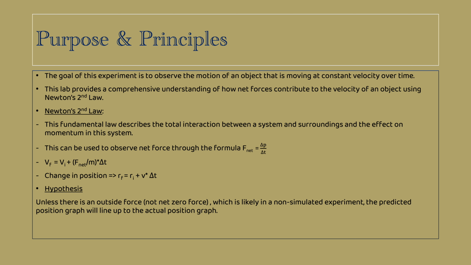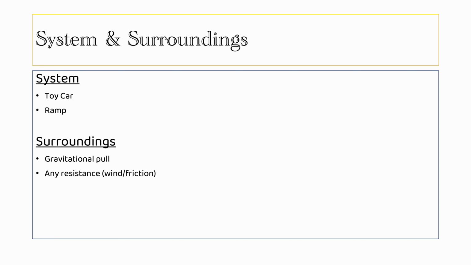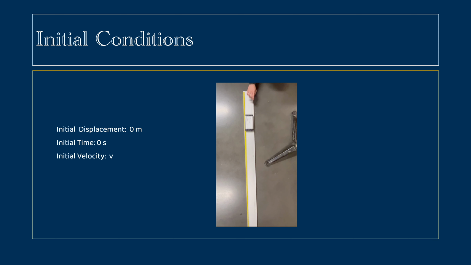So the hypothesis is that unless there's an outside force, not net zero force, which is likely in a non-simulated experiment, the predicted position graph will line up with the actual position graph. So here, the system is a toy car on the ramp, and the surroundings are the gravitational pull and any resistance. So the initial conditions are initial displacement is 0 meters, initial time is 0 seconds, initial velocity is v. And as seen in this video, the toy car is moving down the ramp at a constant velocity.